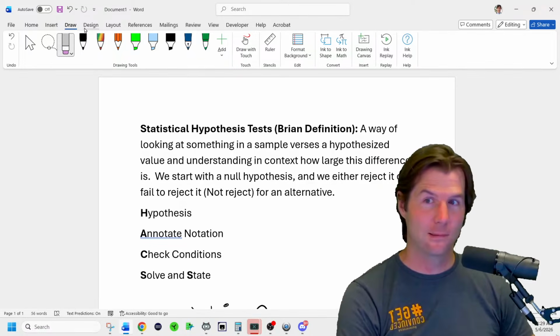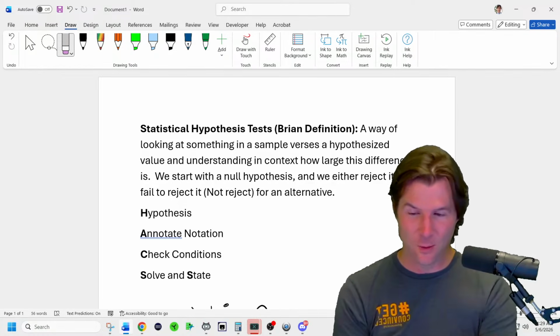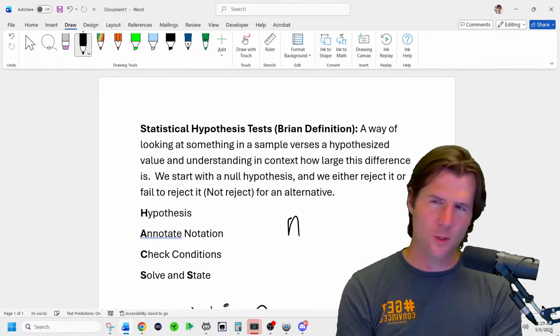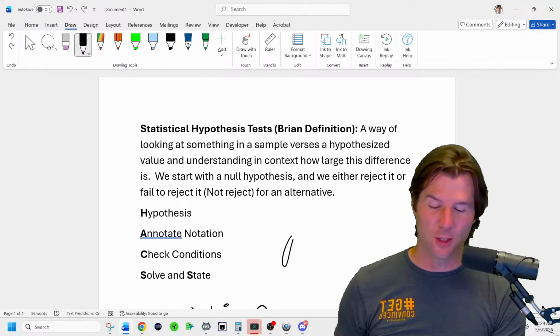Probably not. Anyways, we say the sample size. You say it is lowercase n. We don't really use population size much. That would be capital N. Sample proportion is p hat.